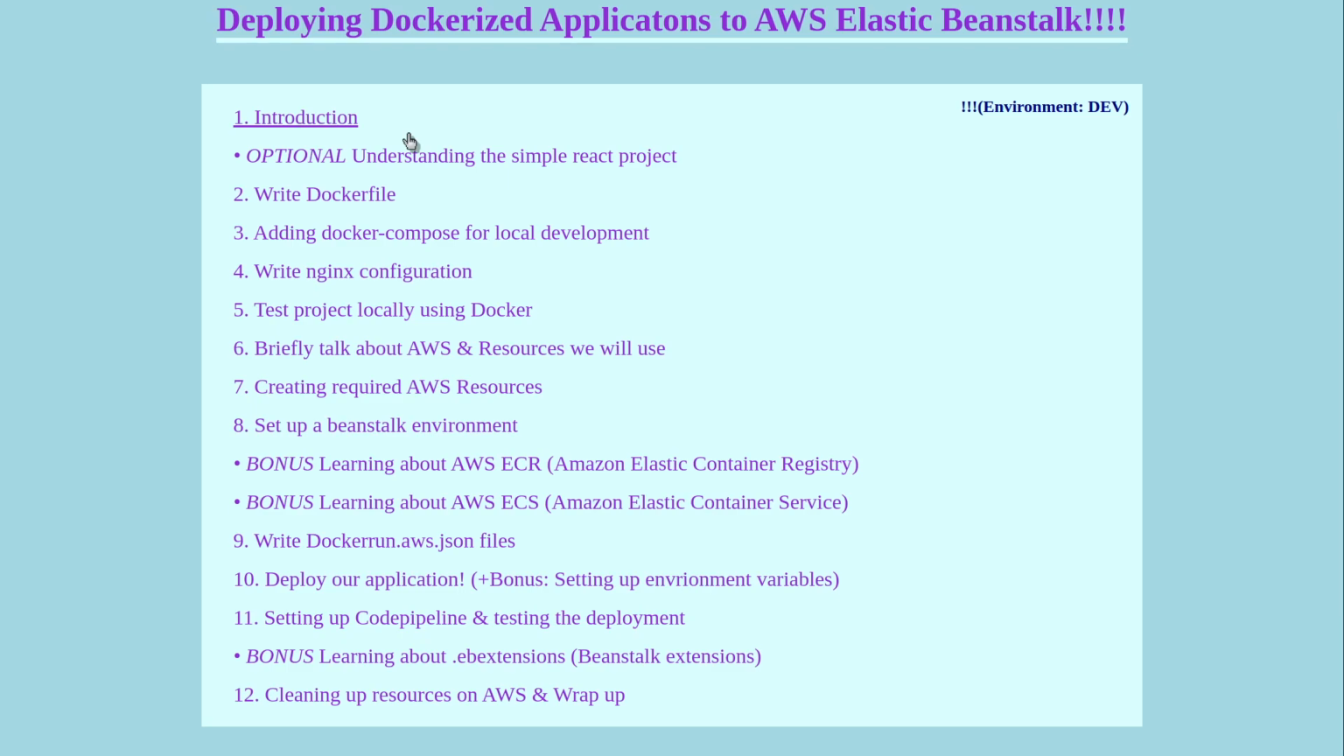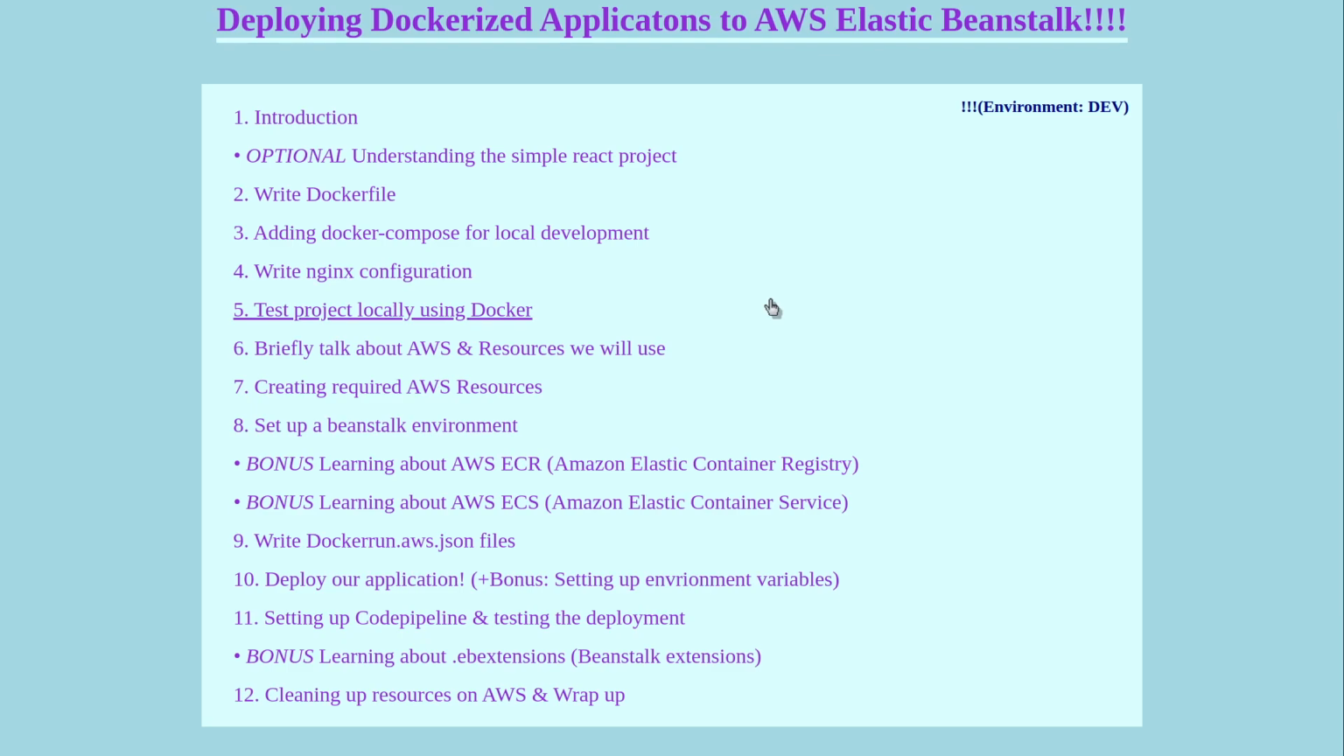So if you don't care about React applications or creating a Dockerized application, and you just want to learn how to deploy your already Dockerized application, you can skip the first 4 videos of this course, and then you can just jump right into the AWS resources and what we will be using. So in the first video, we have the simple React application. In the second video, we Dockerize it. We see how we run that application on a Docker environment. Then we add Docker Compose for our local development. We add the Nginx configurations, and then we test that project locally using Docker.